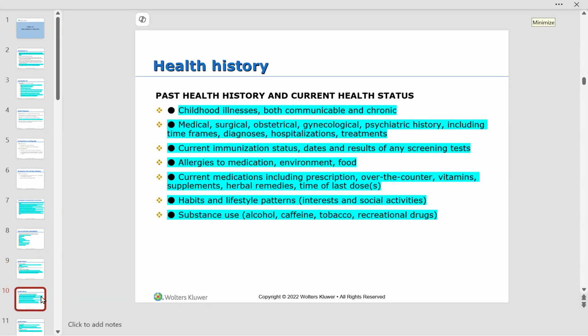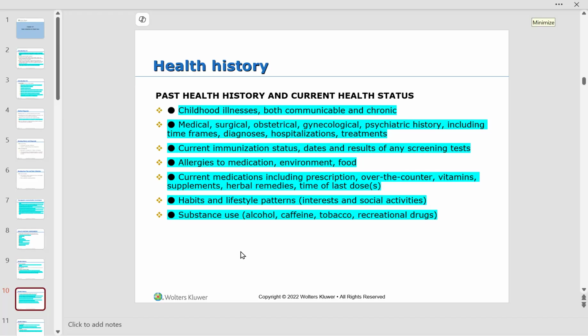Okay. Then you want their past health history. You want to know, did they have any childhood illnesses? Anything communicable, anything chronic? You want their whole medical, surgical, obstetrical, gynecological, psychiatric history. You want their immunization status, any screening tests. Maybe they had a PPD done. When was it? What were the results? Any allergies to anything: medication, environment, or food.